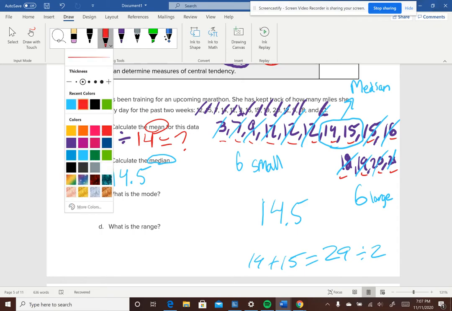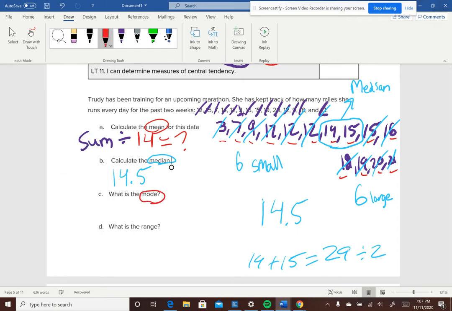And then I'm going to find my mode. Now, with mode, I think of the MO, and there's also an MO in the word most. So it's the value that I see most often.